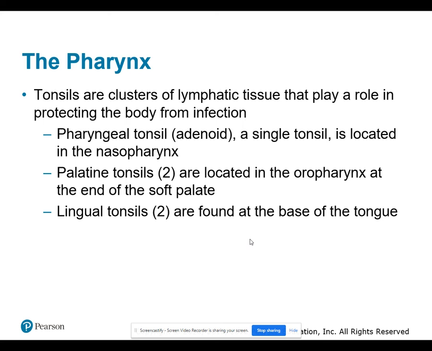Now, you have more than just a few tonsils. You actually have several. You have your pharyngeal tonsils, also known as your adenoid. This is just one single tonsil, and it's located in your nasopharynx, in the back of your nose. You have your palatine tonsils, and these are located in your oropharynx in the back of your throat, at the end of your soft palate. These are usually the most common ones people can see. And then you have your lingual tonsils, which are found at the base of the tongue.